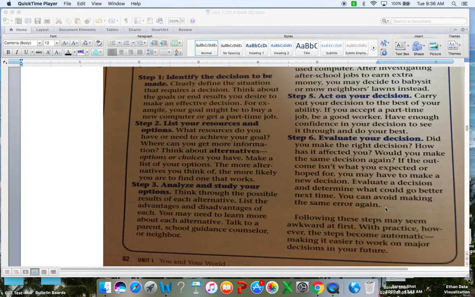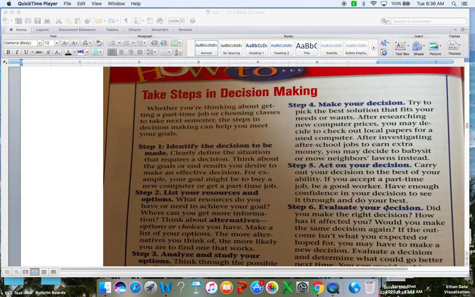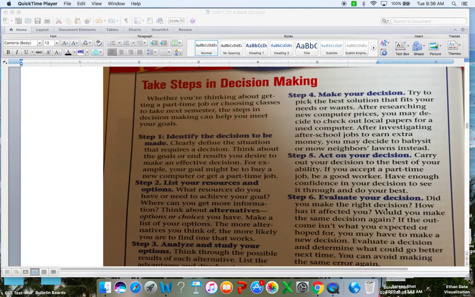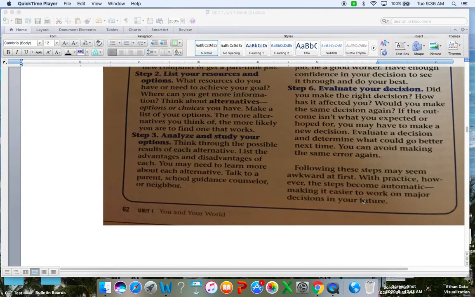Okay, so once again, step 1 is identify, step 2 is list, step 3 is analyze, step 4, make your decision, step 5, act on your decision, step 6, evaluate. And the end of this says, following these steps may seem awkward at first. With practice, however, the steps become automatic, making it easier to work on major decisions in your future. And that is the end of the steps in the decision-making process.